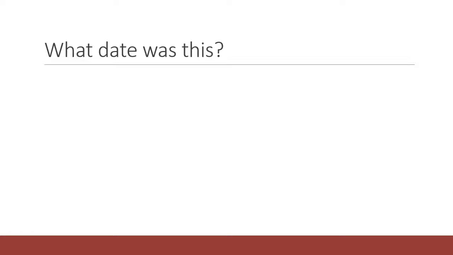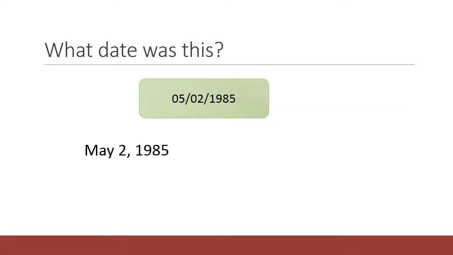What date was this? So here we're going to check a date in the past. Okay? So here I want you to stop for a while and take your time trying to tell me the date. If you see these numbers, what date is this one for you? If your answer was this, May 2nd, 1985, or your answer was February 5th, 1985.